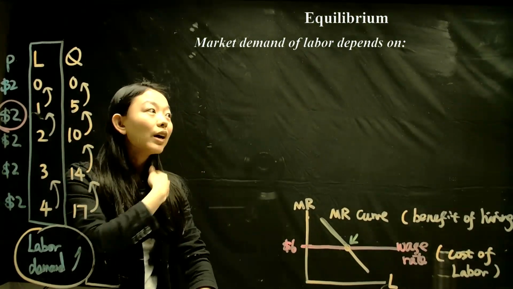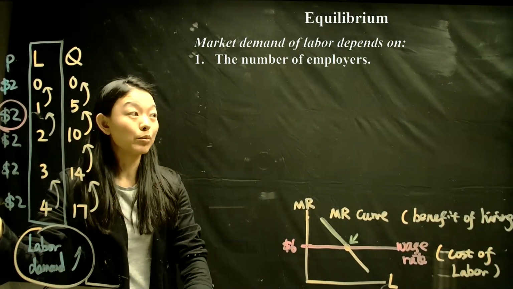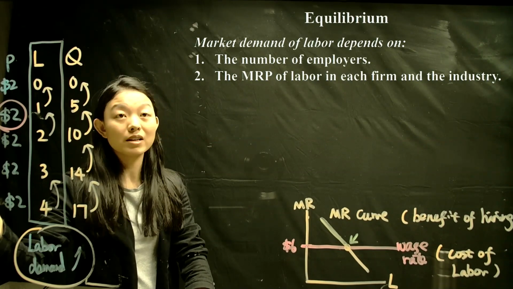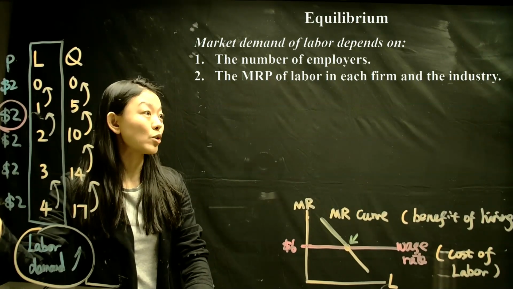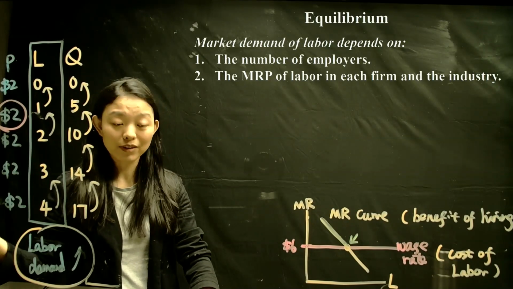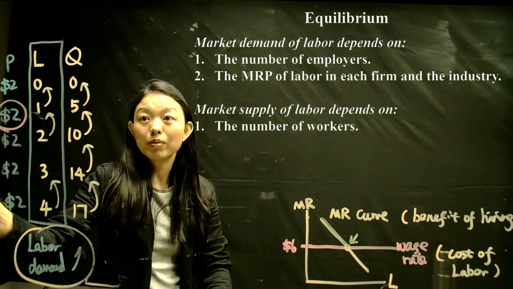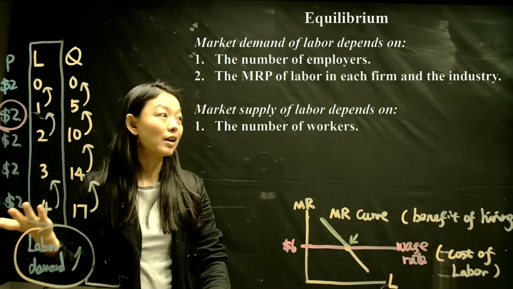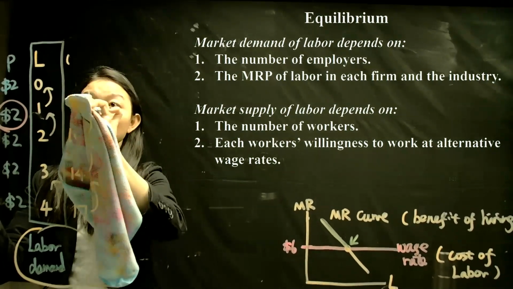The market demand for labor depends on the number of employers. More employers may hire more workers. It also depends on the marginal return of labor in each firm and industry. If the marginal return of labor increases, firms would like to hire more workers because each worker can bring additional revenue to the firm. But market supply depends on the number of workers, how many people would like to offer their labor in the market. It also depends on each worker's willingness to work at different wage levels.